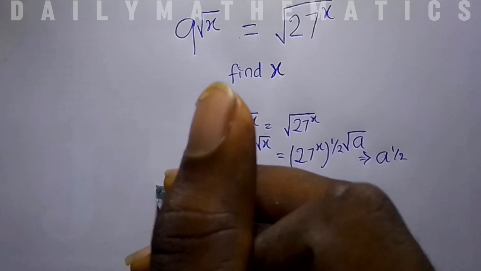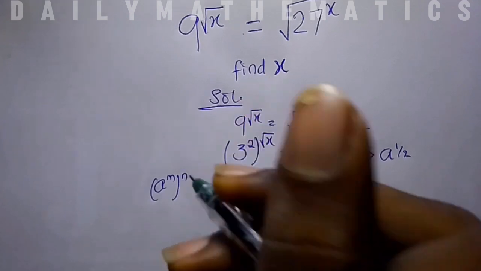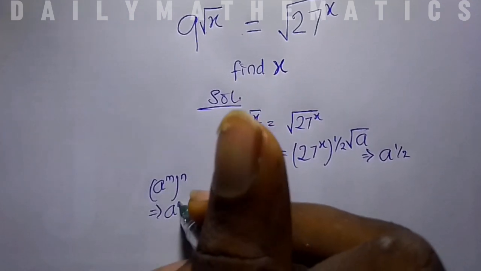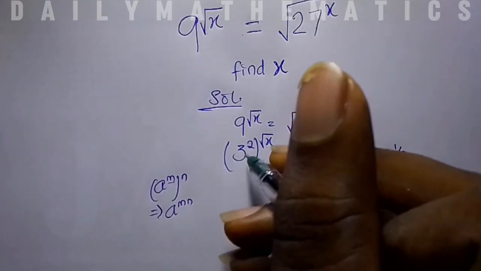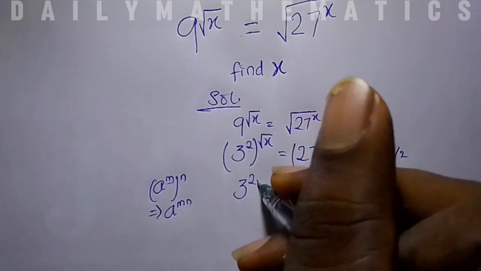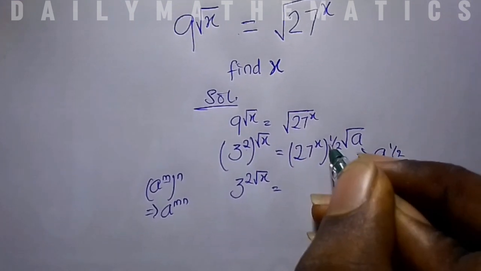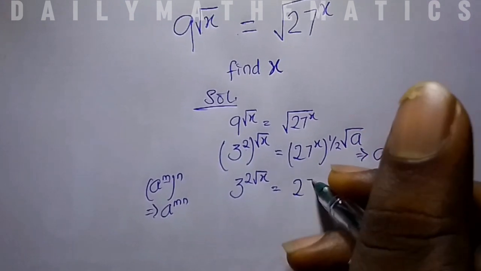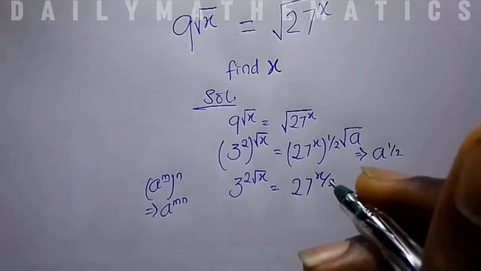So remember when we have a raised to the power of m raised to the power of n, it will give us a raised to the power of mn. Why? Because we are multiplying the powers together. So from here, when we multiply the powers, we have 3 raised to the power of 2 root x equals, and there we multiply the powers together. So we have 27 raised to the power of x over 2, right?